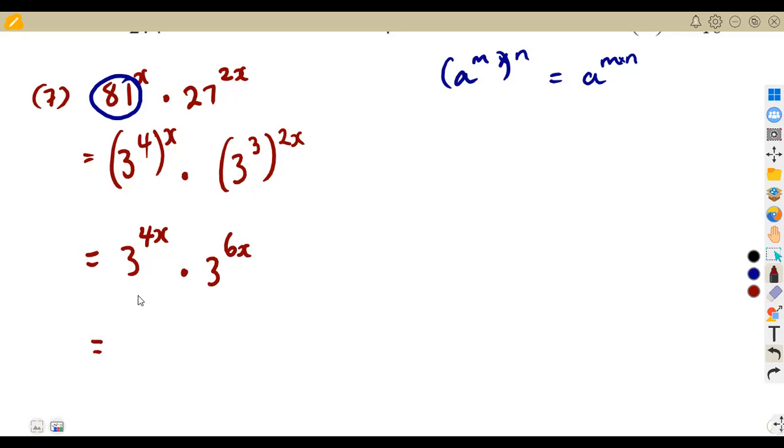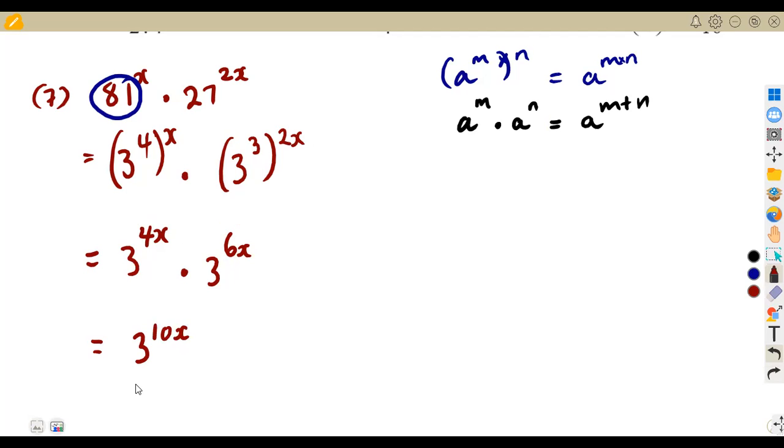At this stage, now you can add your exponents, because you can see that the bases are the same. A to the exponent of m multiplied by a to the exponent of n, we add the exponents when we are multiplying the same bases. Previously we couldn't do that because they were different, but by simplifying, we can later have same bases. So now we add 4x plus 6x, 4 plus 6 is 10. So this is going to be 3 to the exponent of 10x.